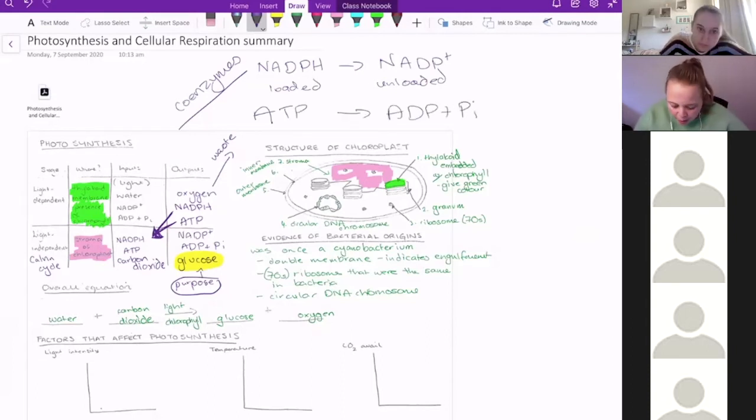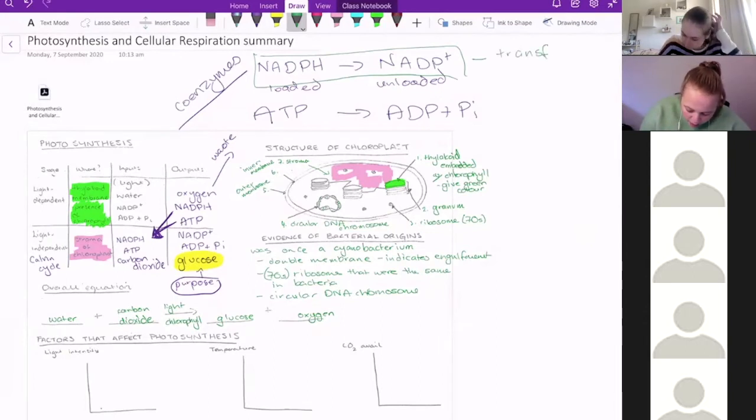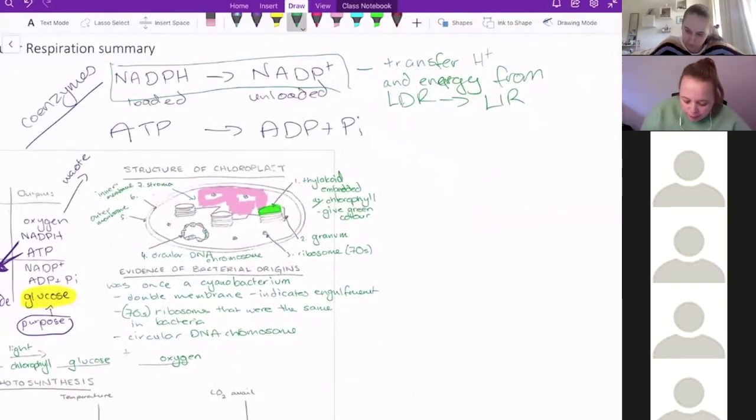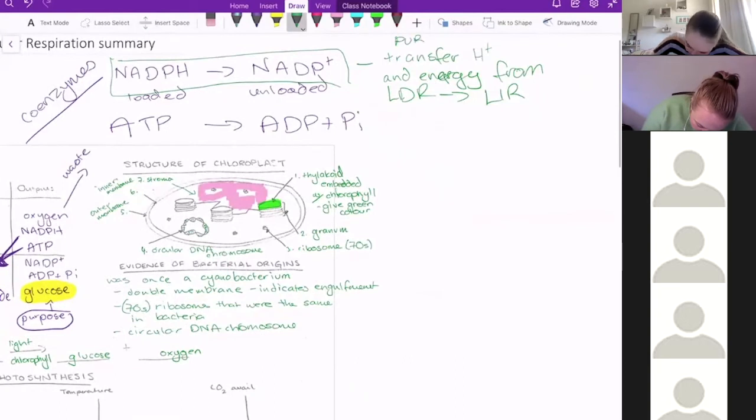So what is the purpose of each one of these? The purpose of the first one, NADPH going to NADP plus, is to transfer H plus and energy, sorry guys, from light dependent to light independent reaction. That's its purpose.